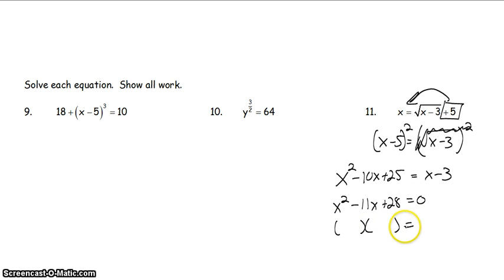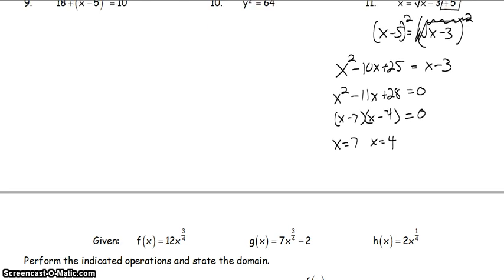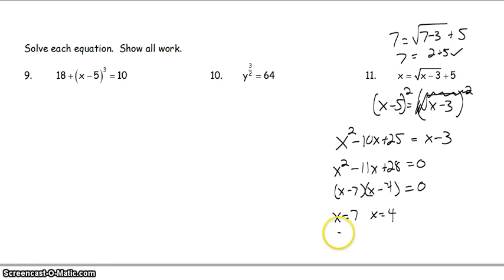This is 7 and 4. So x minus 7, x minus 4 will give me those numbers, which means that x equals 7, x equals 4. Well, let's take a look and make sure that's the case. Let's go back to the original. When I plug 7 in, I get 7 is equal to the square root of 7 minus 3 plus 5. So 7 minus 3 is 4. 4 plus square root of 4 is 2. 2 plus 5 is 7. So that one works. So yes for 7.